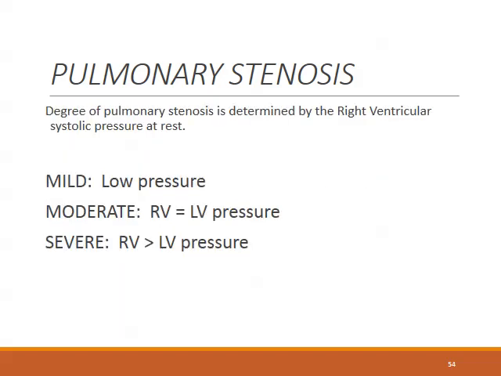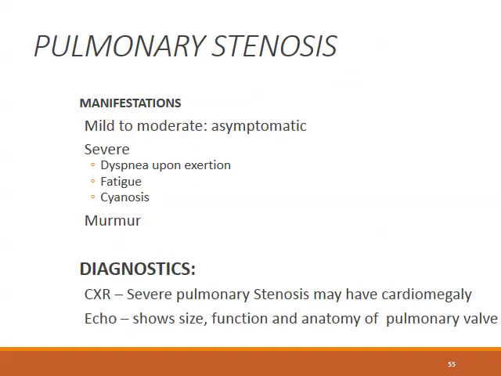Now, the degree of pulmonary stenosis is determined by the right ventricular systolic pressure at rest. So if it's mild, they'll have low pressure. If it's moderate, the right ventricular pressure is going to be equal to the left ventricular pressure. And if it's severe, then the right ventricular pressure will be greater than the left ventricular pressure. Manifestations you're going to see: mild and moderate are going to be asymptomatic. If they're severe, you'll see dyspnea upon exertion, fatigue, and cyanosis, and they will have a murmur.